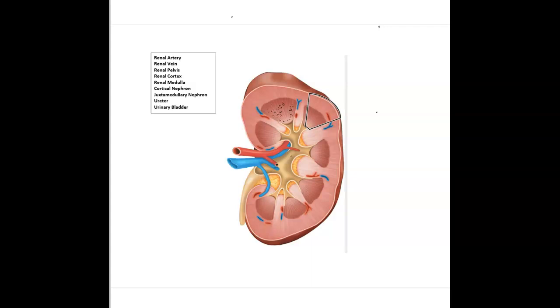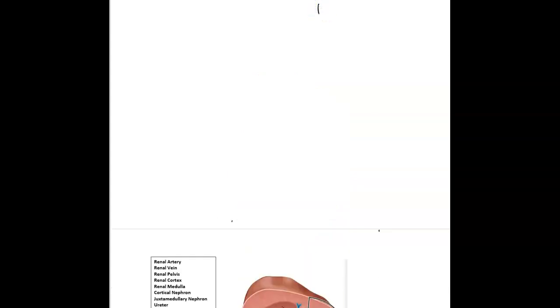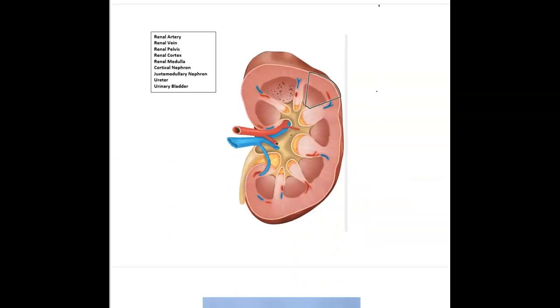What we're going to do in this first video is we're going to label. We're going to go quickly and just label so that when we start talking about the process, you'll have heard all of these words and you know where they fit together. So here, whenever you see the word renal, that just means kidney.